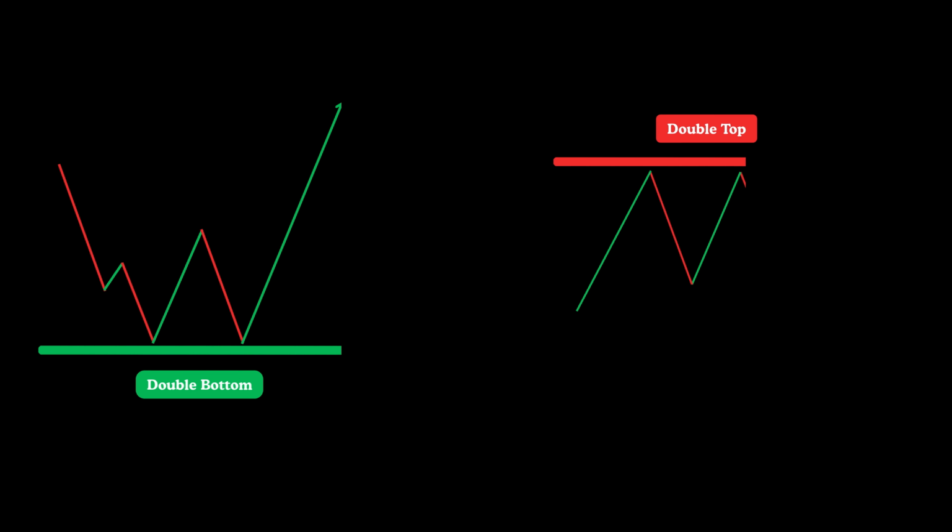Let's continue. Scalping technique number 1. Identify double top and double bottom patterns. Double top and double bottom chart patterns are regarded as the most effective trade entry patterns because they can help you assess the mindset of buyers and sellers at a specific level or zone.